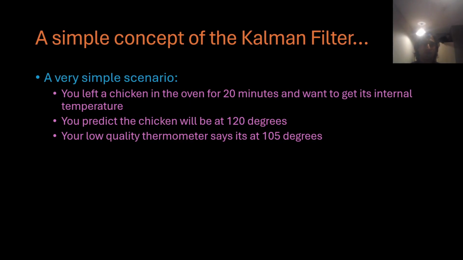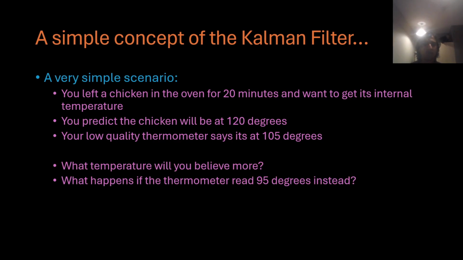So you pull out the thermometer from the wardrobe or the kitchen, and it's not a very good thermometer, but you stick it in the chicken anyway. And the thermometer reads 105 degrees. Now, can you see the problem here? You've predicted 120 degrees. Your low quality thermometer says 105 degrees. But who will you believe more? Will you believe your own predictions or will you believe the thermometer?